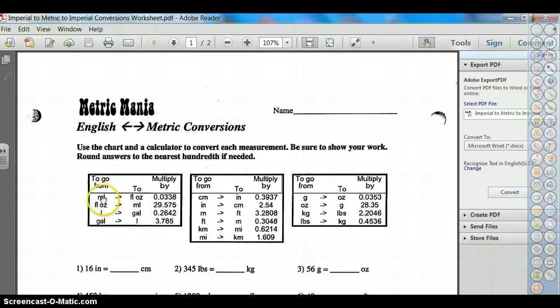So this is liquid measures. Milliliters going to ounces, ounces to milliliters, liters to gallons, gallons to liters, and then we have distance measurements here, centimeters to inches, and back and forth, and you sort of get the idea. So you will need to use these conversions. Notice how it says above the conversion factor that you need to use, that it says multiply by.